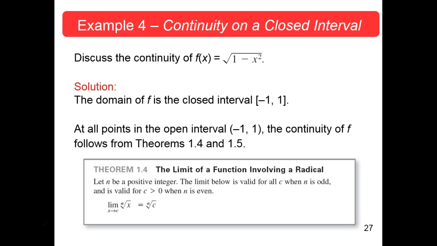Oh, they're just repeating this. Here's 1.4 repeated again. Let n be a positive integer, and what is our n there? I don't see an n.